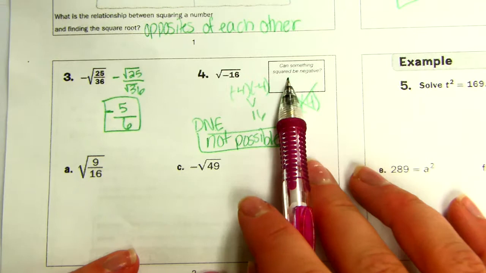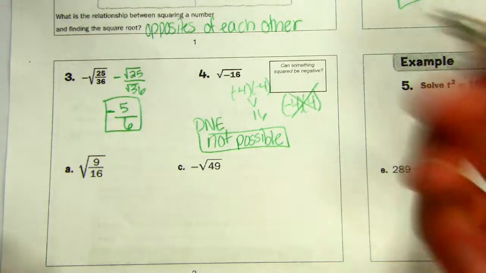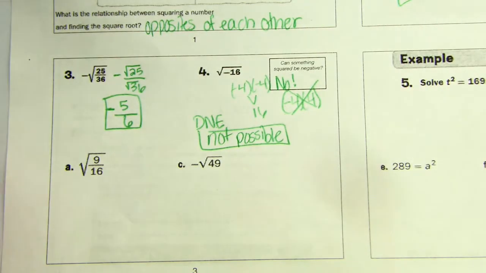So I ask, can something squared be negative? Anytime you take something, a negative times itself, it will always be positive. So the answer is no. You can never multiply something by itself, even if it's negative, and get a negative.